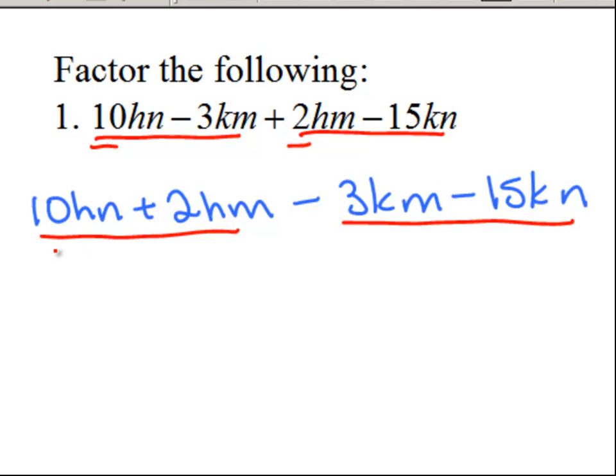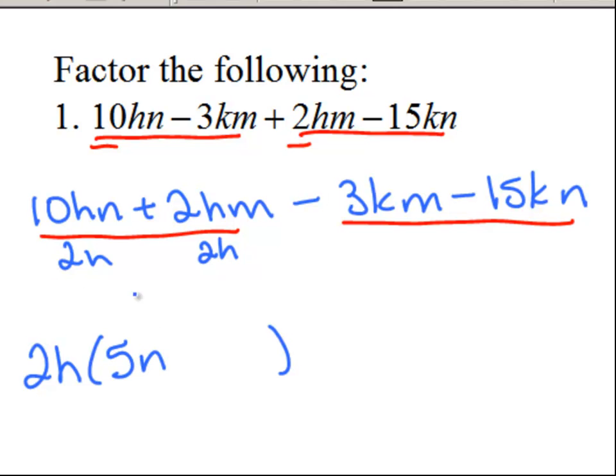So let's look at this first group. What do these two terms have in common? Well, 10 and 2 and the H. So let's take out a 2H, and you want to divide each term by that because that's what factoring is. So we divide here, goes in there 5N, because 2 goes into 10 5 times, H goes into H 1, and you'd have an N. Here we'd have a positive M. But let's keep going.